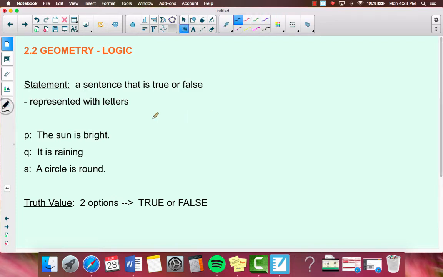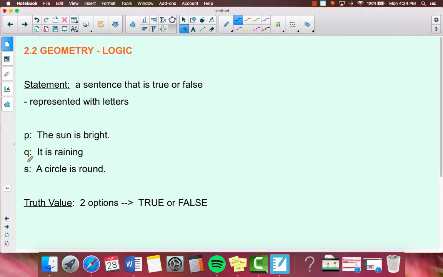And we usually represent statements with letters. So I wrote 3 different statements here. And what you'll usually see is a small letter off to the side, a lowercase letter with a colon, and then the sentence that comes after it. So when we refer to the sentence, the sun is bright, I usually will just use the letter P. So I might say statement P. Or if I want to talk about the sentence, it is raining, I might say statement Q.